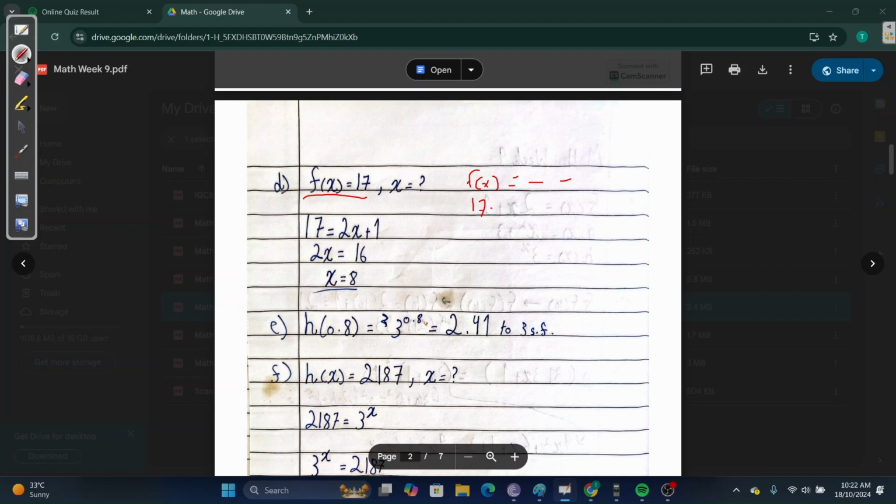17 equals your function. And in our case, f of x was 2x plus 1, so 17 equals 2x plus 1. Take the 1 to the other side, 2x equals 16.